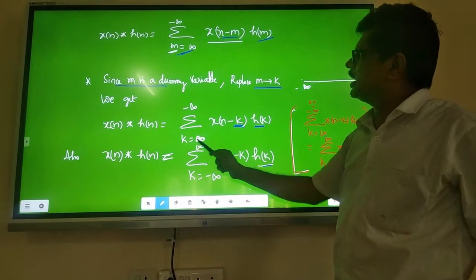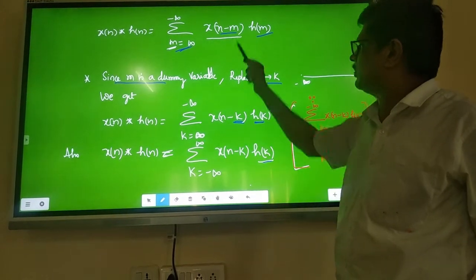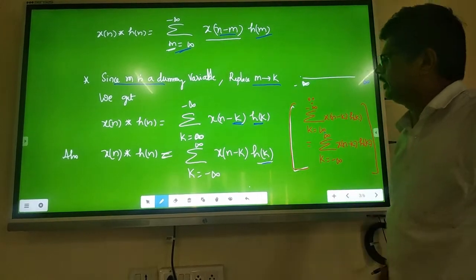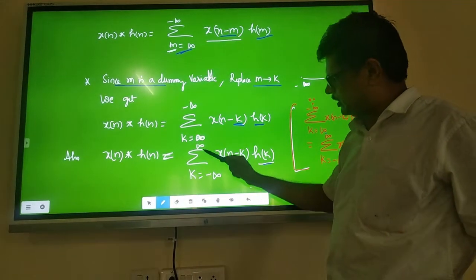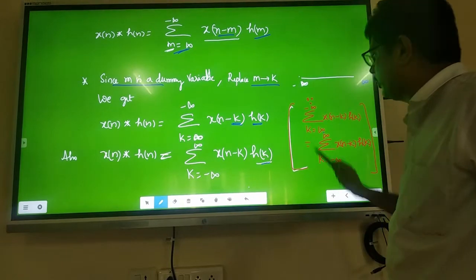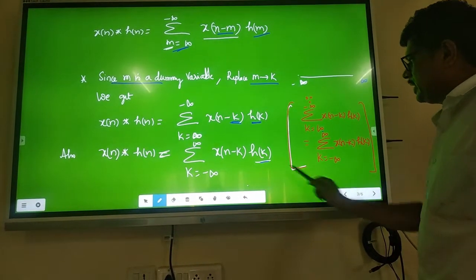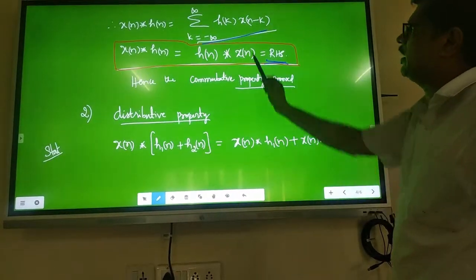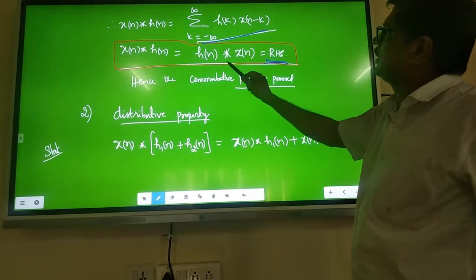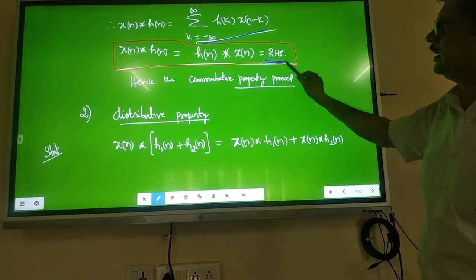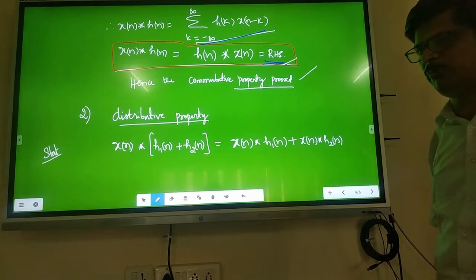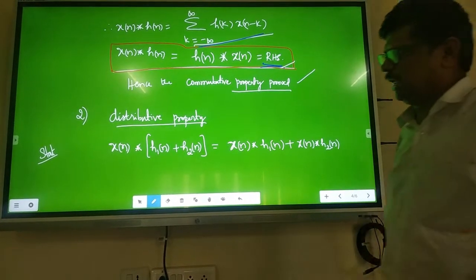Then you will get the summation k equal to plus infinity to minus infinity of x of n minus k, h of k. Now this plus infinity to minus infinity is the same as minus infinity to plus infinity. There is a formula. Then substitute. Write this first and this second. You will get the RHS, h of k first, x of n minus k next. Hence the commutative property is proved.